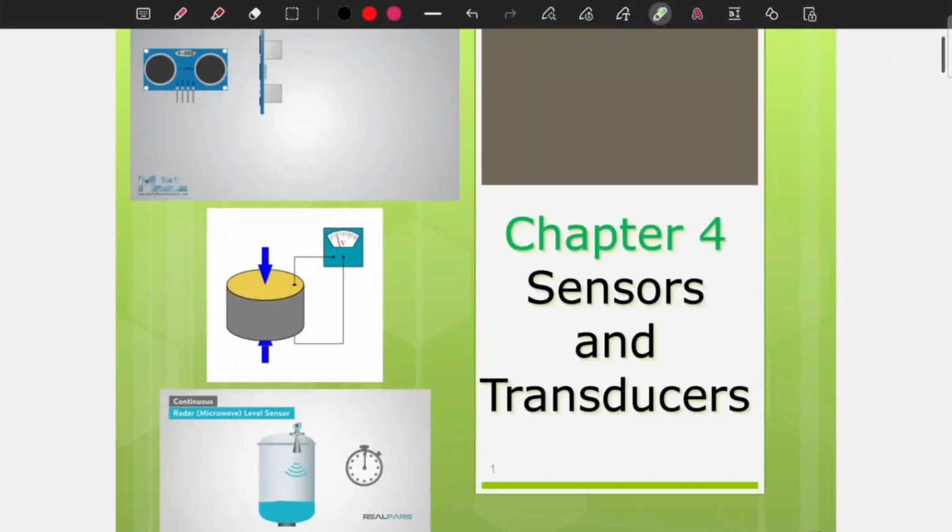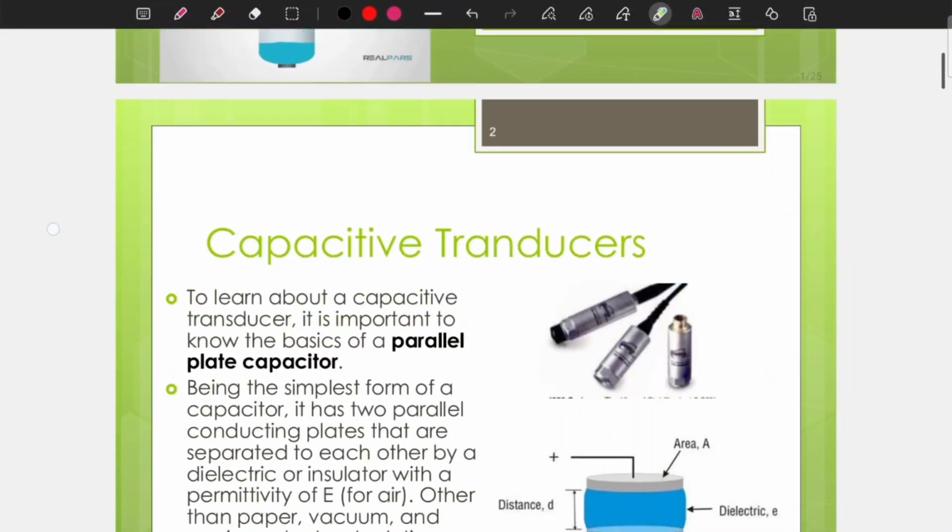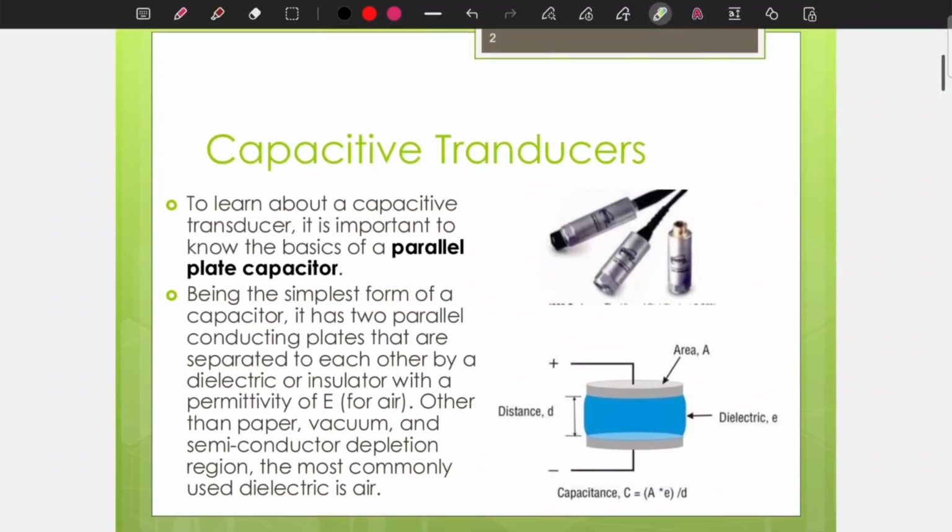Okay, good morning everyone. My name is Mary and today me and Barka are going to talk about capacitive transducers in liquid level sensors. So what are capacitive transducers?